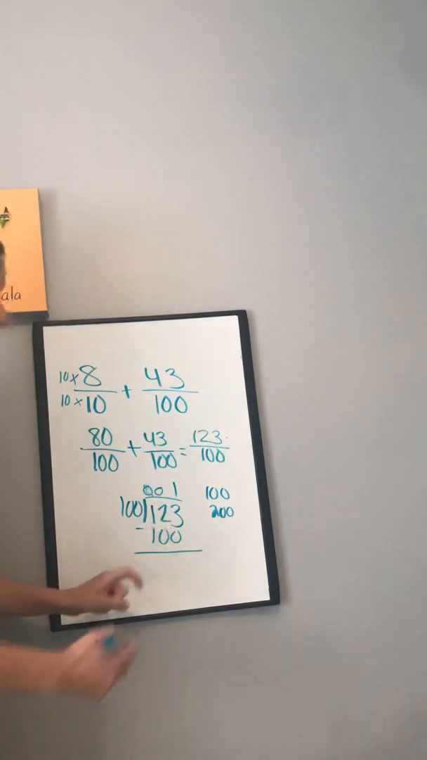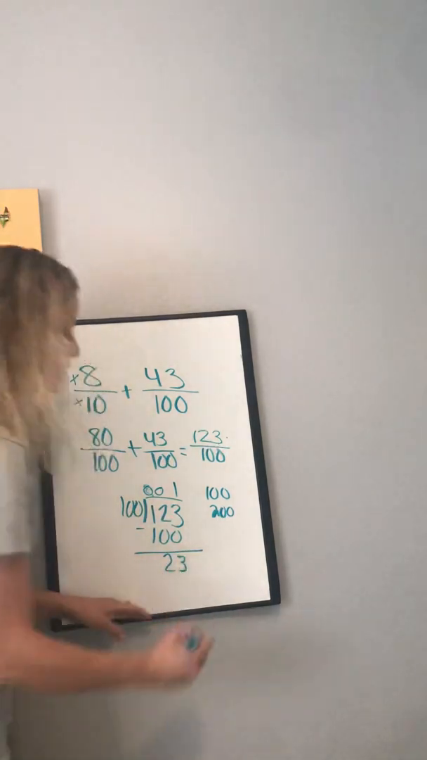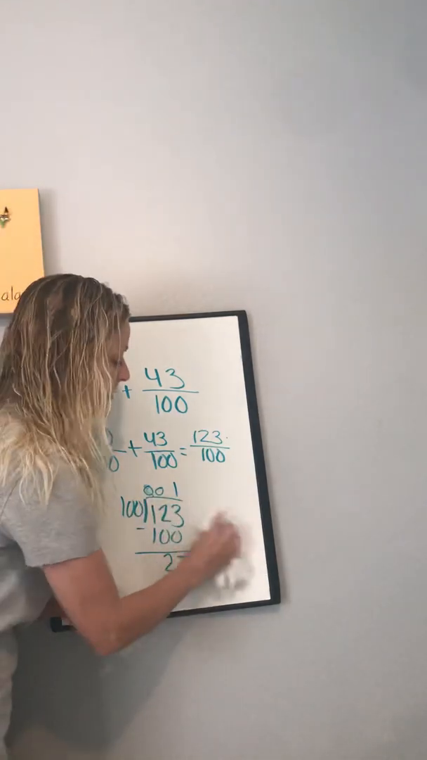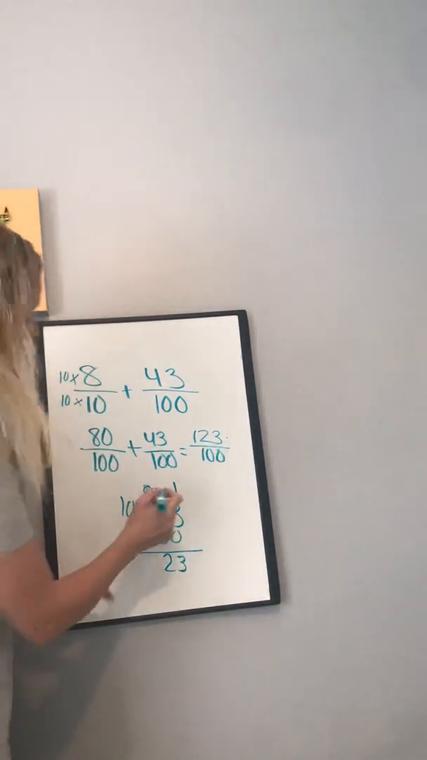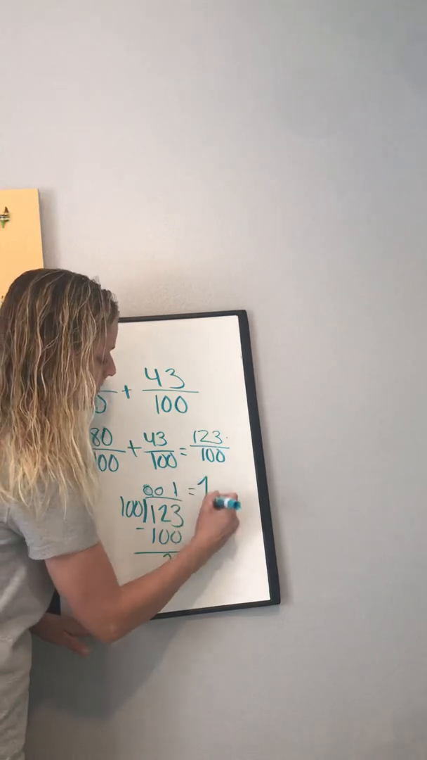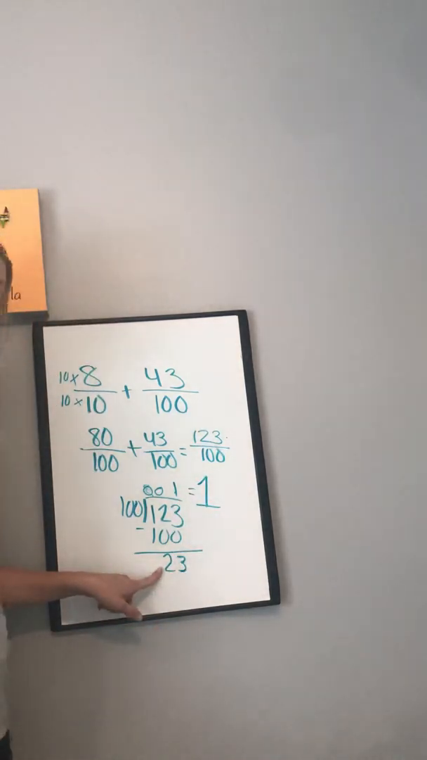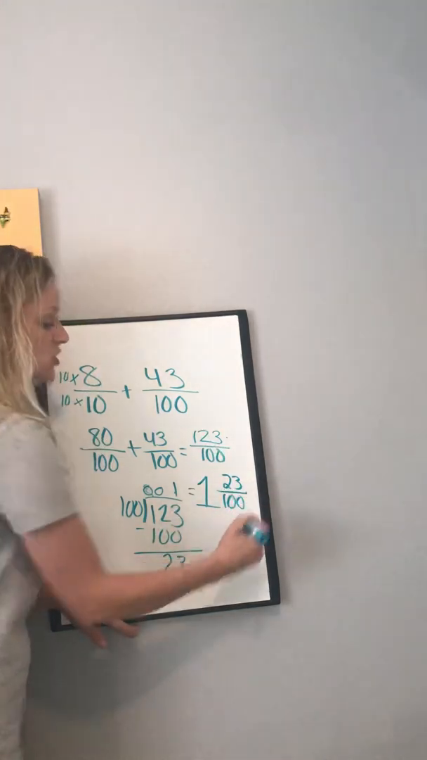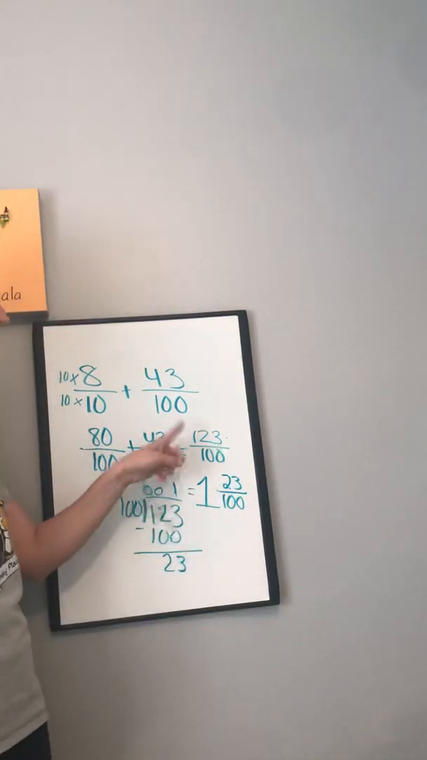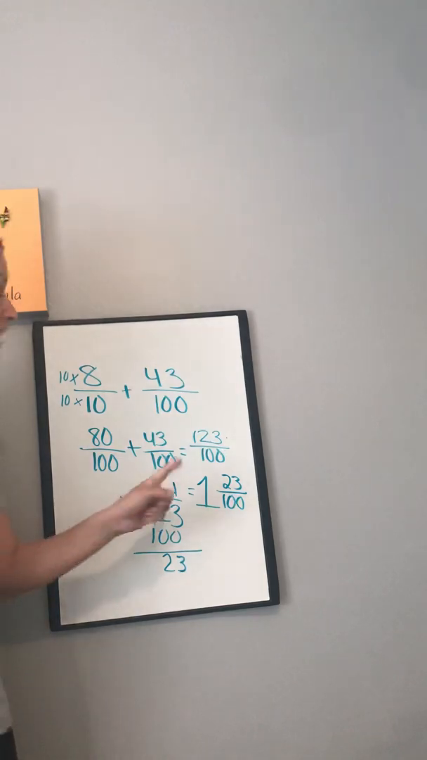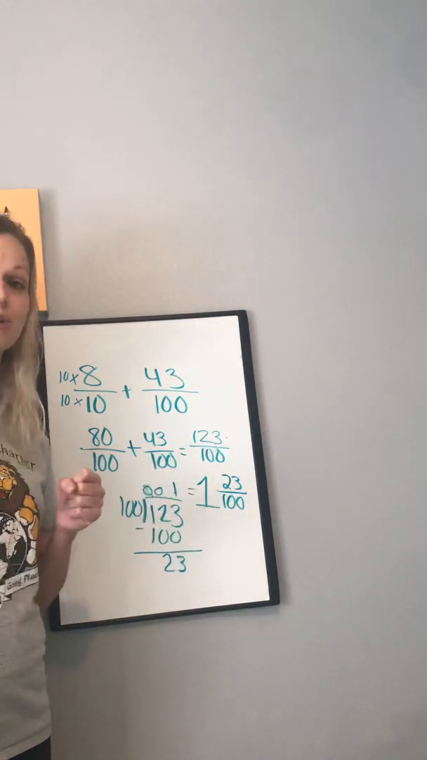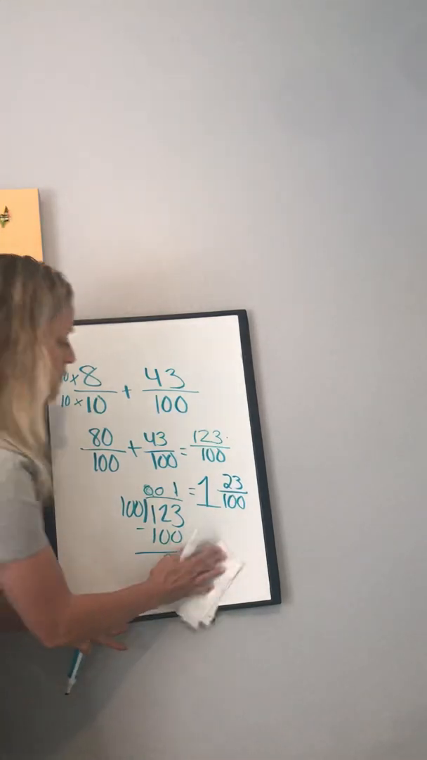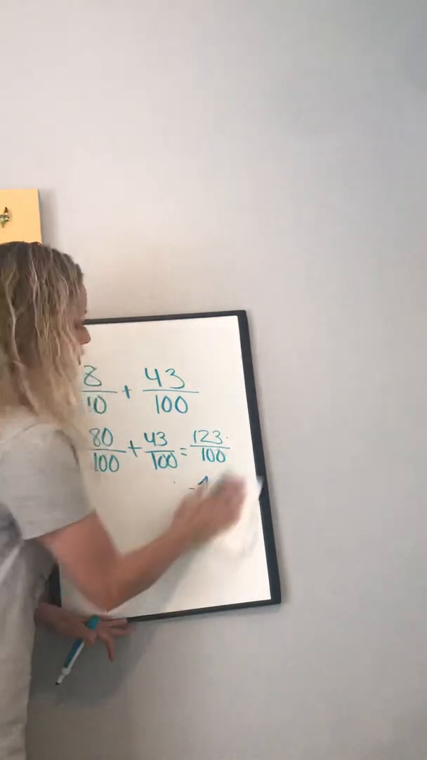123 minus 100 gives me a remainder of 23. Now, what is this as my mixed number? Whatever's on top of the house is your whole number. Whatever's left over is your numerator. And your denominator never changes. So my answer here is not 123 over 100. It's 1 and 23 hundredths. Okay? And I have a little trick for that too. I'm going to show you another example and I'm going to show you the trick.